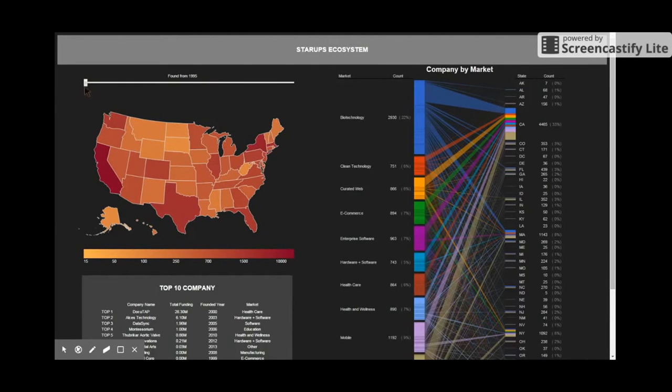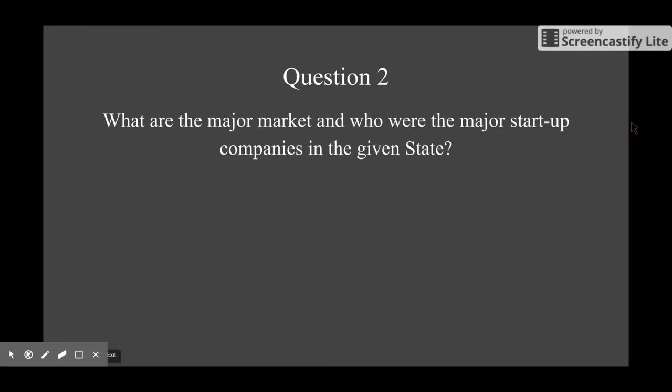As we slide our bar from 1995 to 2015, the color of the map gets lighter. Especially during the period of 2011 to 2015, there was a drastic change of the color when we slide the bar. This indicates that there was a flood of new startup companies founded during that period of time all over the country.